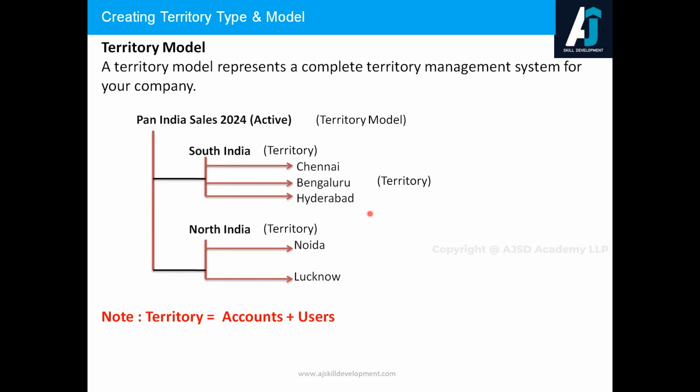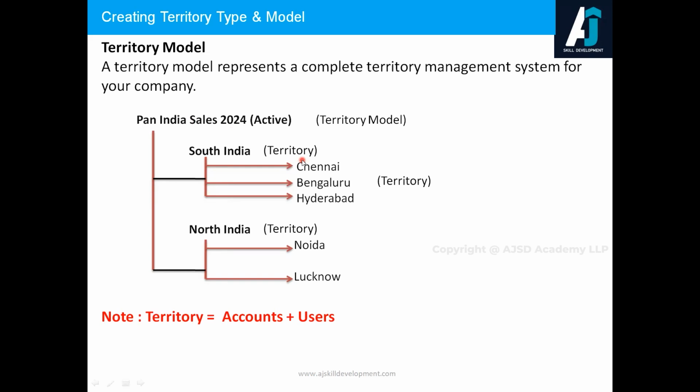Basically, if you look at this particular presentation, there is a territory model created in an org called Pan India Sales 2024. So territory model, in the sense, is a structure of hierarchies of territories. In this architecture, you're able to see there is a territory model called Pan India Sales 2024. The territory model is active. Under the territory model, we have two territories. One is South India and another one is North India.